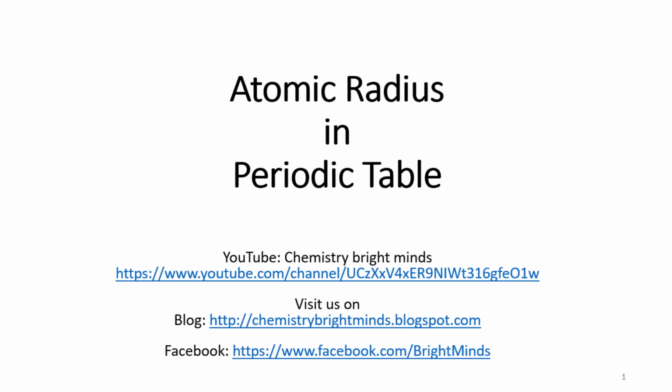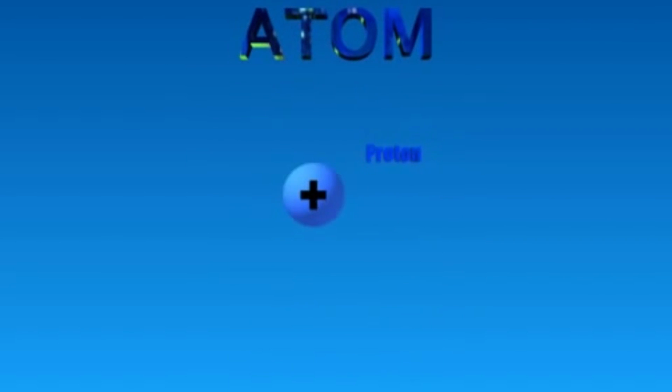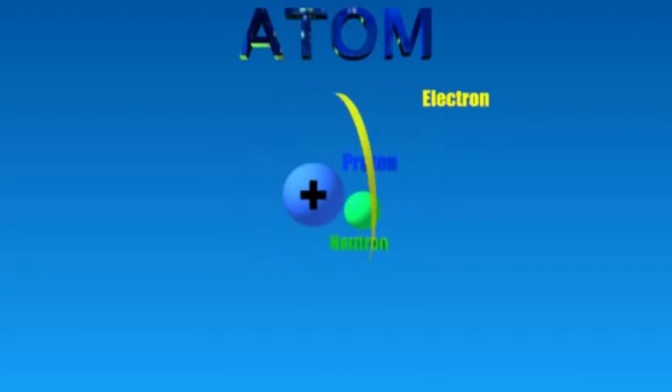Today we will learn how to calculate the atomic radius, and we will also talk about the atomic radius trends in the periodic table. So first of all, we all know that the atom consists of a nucleus that carries positively charged protons and neutrally charged neutrons. Around this nucleus there are electrons that rotate around my nucleus. They carry a negative charge and they occupy the region around my nucleus.